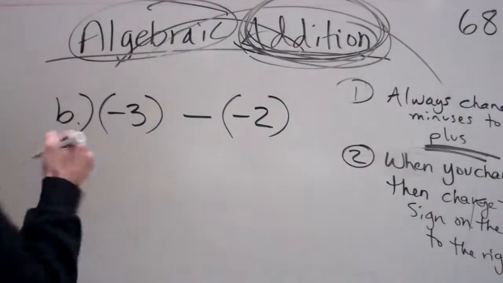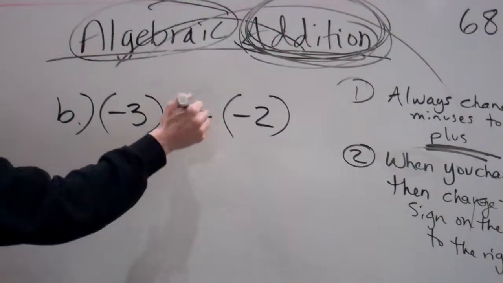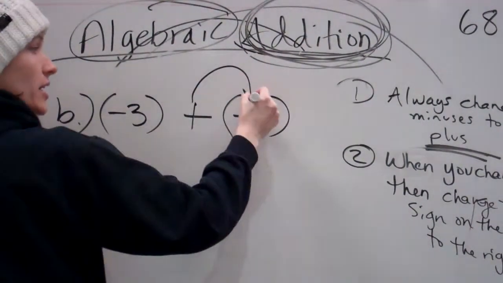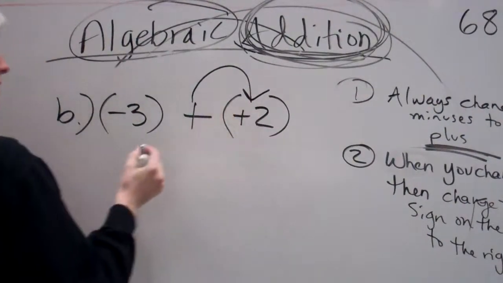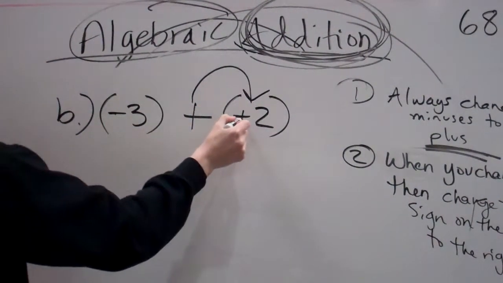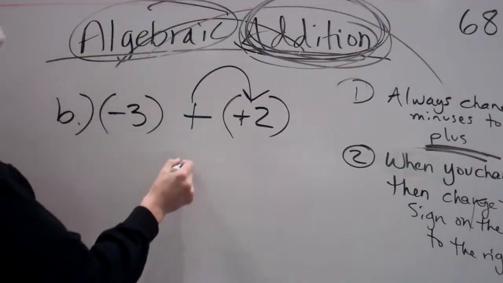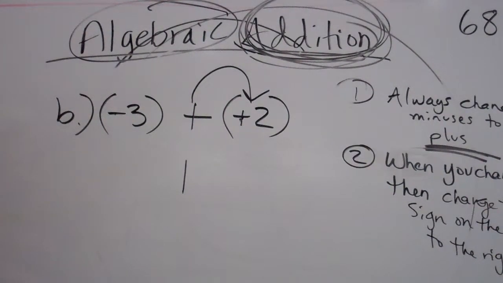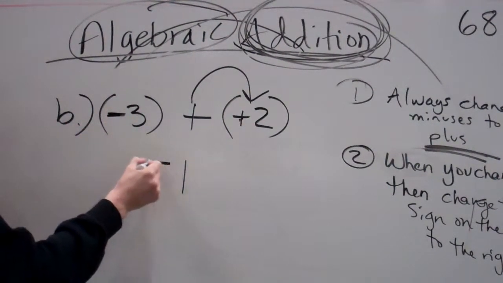Good job. Okay. So I would have gone, okay, this is my minus. I need to change it to a plus. Then I need to change the sign to that one. Now I have different signs, so that means I subtract 3 from 2, or 2 from 3 is 1, and then I take the sign of the biggest number, negative.